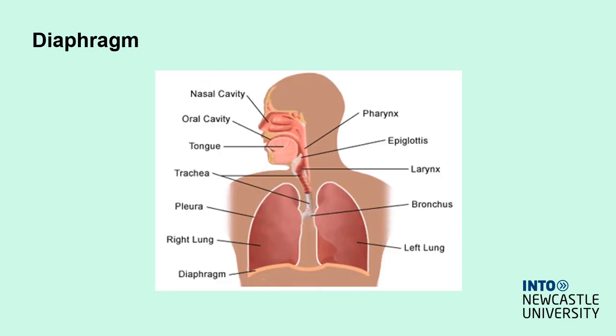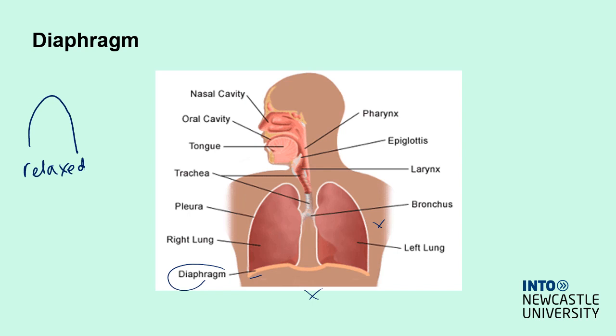The final part of the respiratory system to talk about is the diaphragm. So the diaphragm is shown in the bottom here. This is the broad dome-shaped muscle, and it separates the thoracic cavity from the abdominal cavity. And it is involved in most of inspiration. So when we are breathing out, the diaphragm is relaxed into a kind of dome-shaped structure.